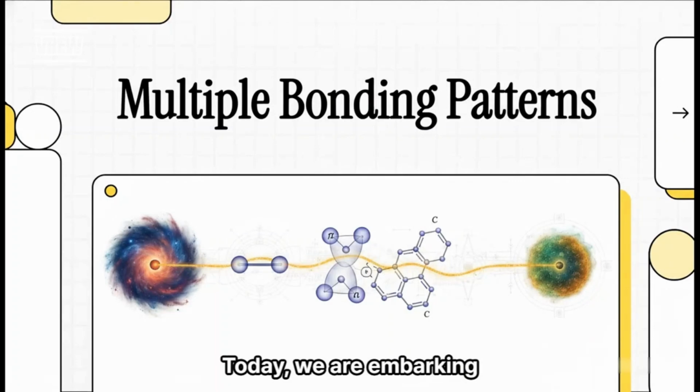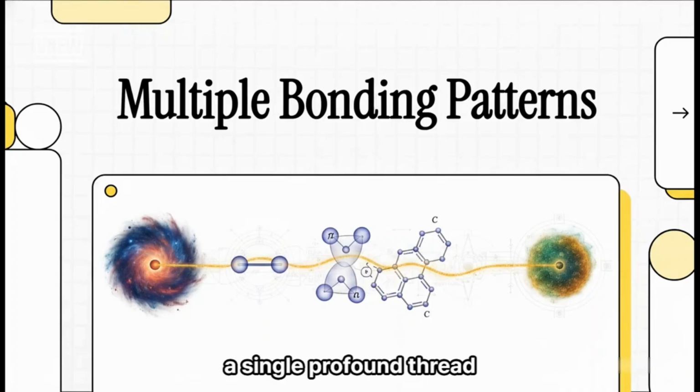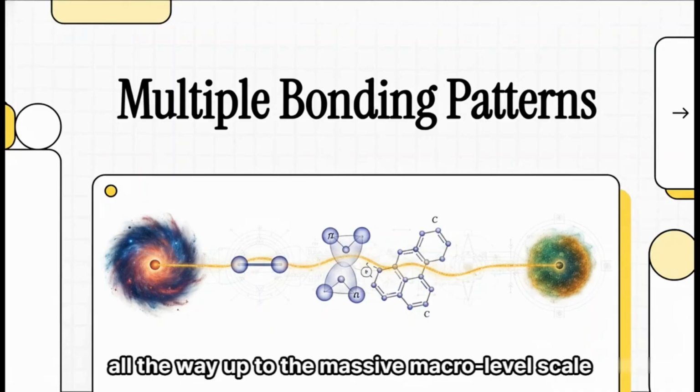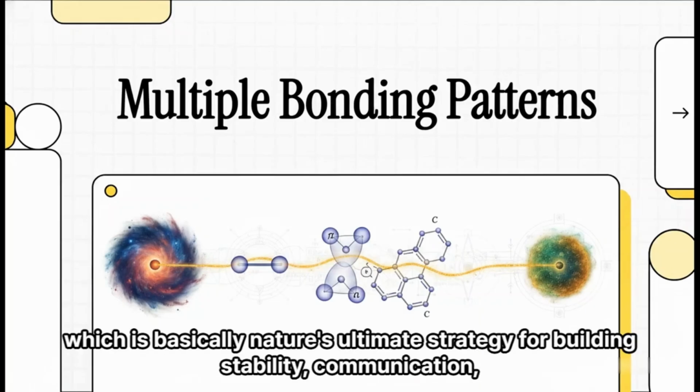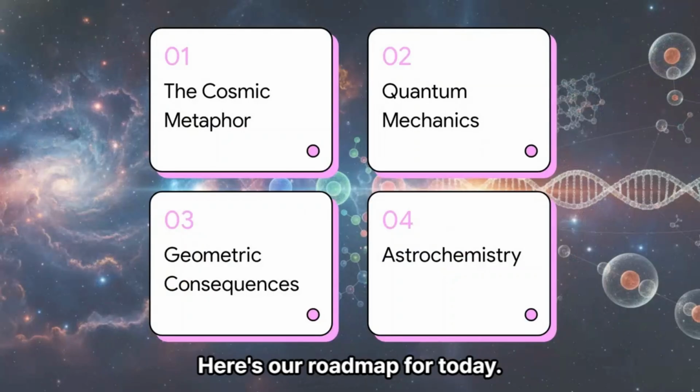Today, we are embarking on a truly epic journey. We're going to trace a single, profound thread that connects the microscopic, totally invisible world of quantum mechanics all the way up to the massive, macro-level scale of the cosmos. We're looking at multiple bonding patterns, which is basically nature's ultimate strategy for building stability, communication, and real complexity in the universe.